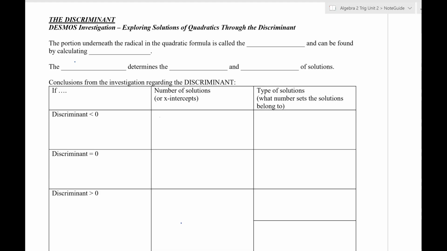So from our investigation, hopefully we got that the portion underneath the radical in the quadratic formula is called the discriminant. And that discriminant is a calculation specifically described by exactly what we see underneath the radical in the quadratic formula. And so what does this do? The discriminant doesn't tell us the answers, but what it does tell us is the number and types of solutions.